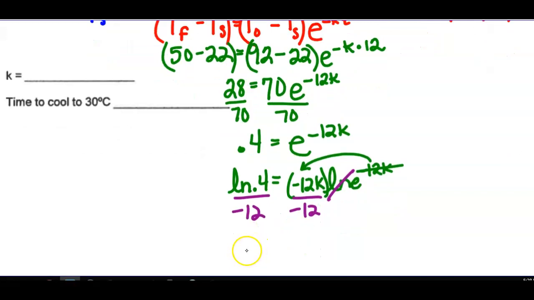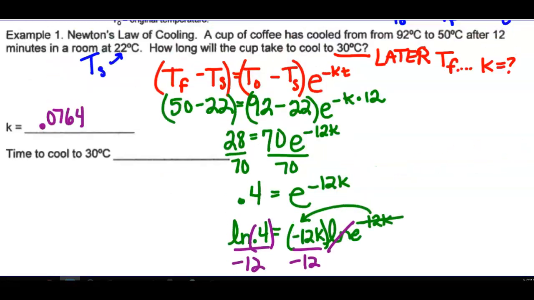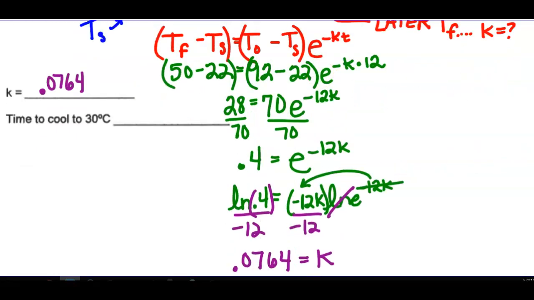So the natural log of 0.4 divided by negative 12 is 0.0764 if I round. So that's k. All right, natural log of 0.4, make sure you close that parenthesis, and then divide it by negative 12. So the k value is 0.0764.